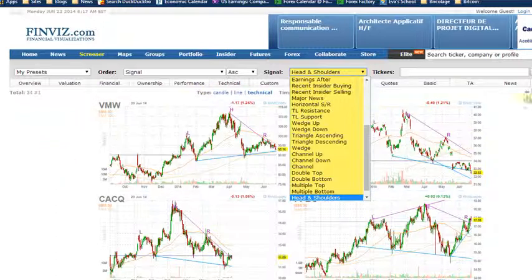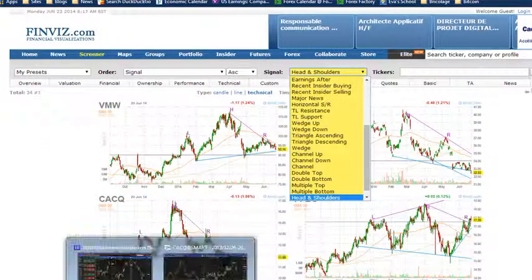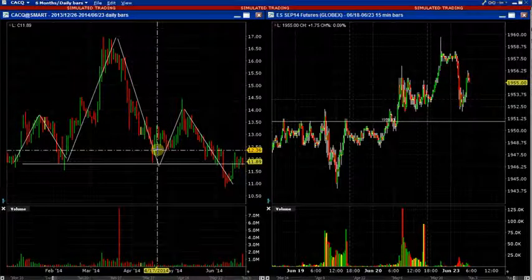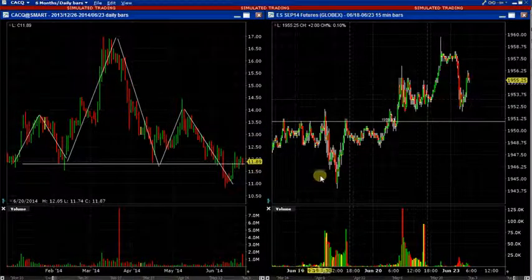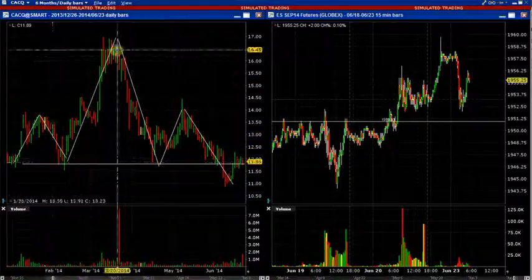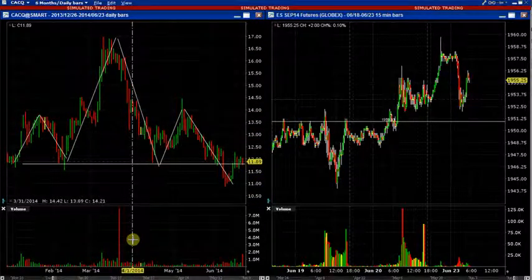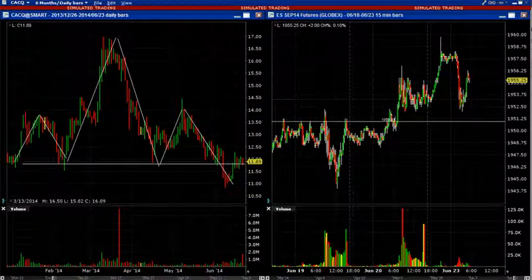So that's about it. Bar charts here, candlesticks here, a technical setup here, the head and shoulders. So good luck with your trading. If you have any questions, let me know.